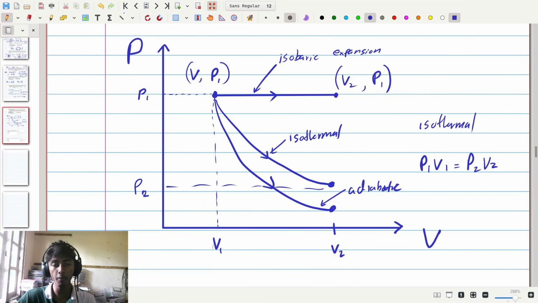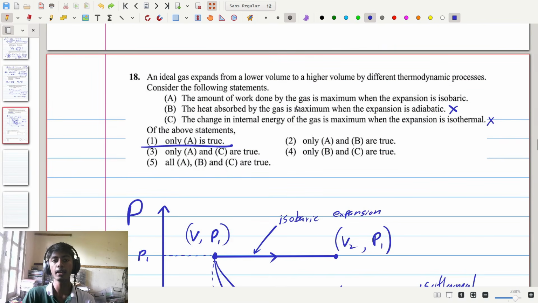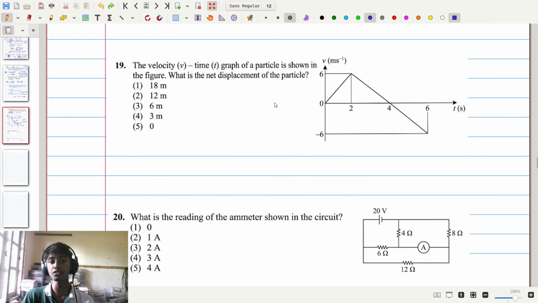and since the total area under each of these PV curves is equal to the work done, we can see that since the area under isobaric expansion is maximum, the work done will also be maximum for isobaric expansion. Therefore, A is correct, B is wrong and C is wrong, giving only 1 as the correct answer. Only A is true.